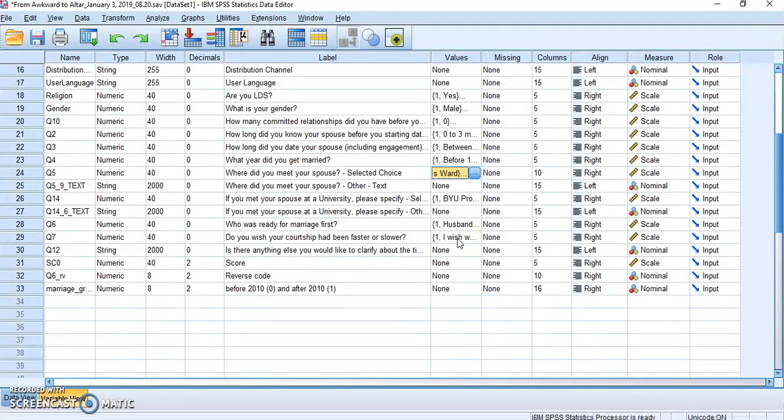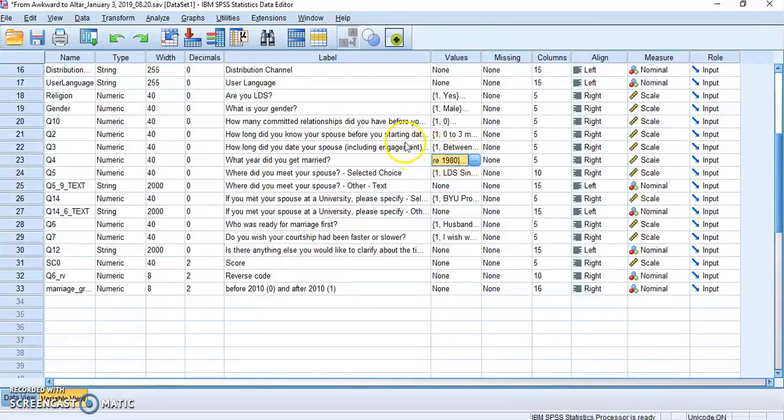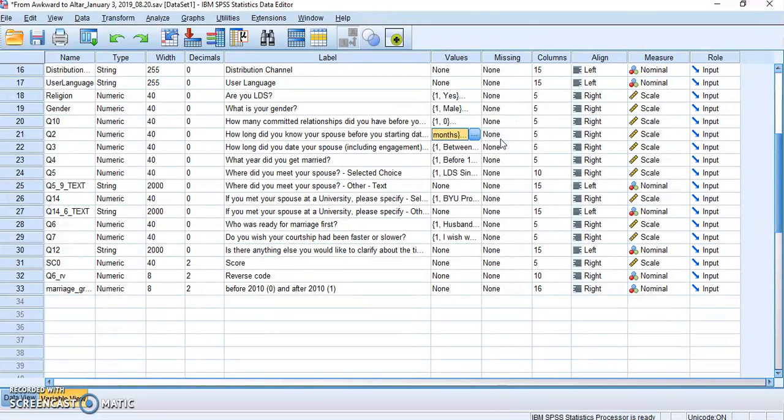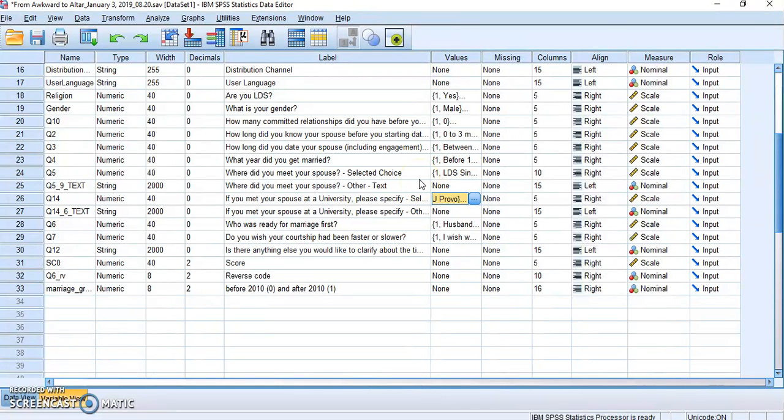So I could do a correlation between what year did you get married and the length of your relationship, because both of those are continuous. The numbers here mean something. I couldn't do a correlation on where you met your spouse, at Utah State or BYU or something, using this one. That doesn't really make sense. The same applies to race or any other categorical variable.